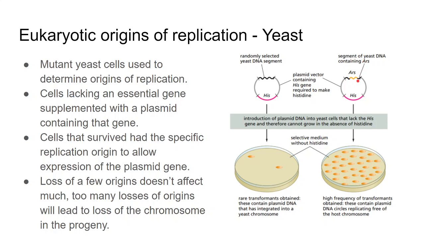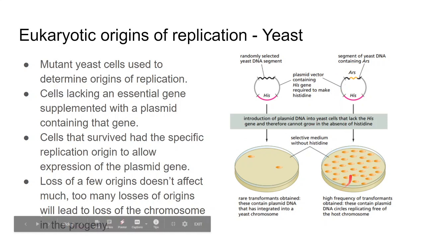If this region did not contain the ARS sequence, it would be just like this case and not a lot of cells would survive. But if it did have the origin of replication, a lot of cells would survive, a lot of progeny would survive.